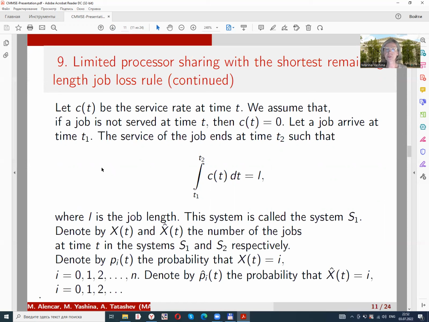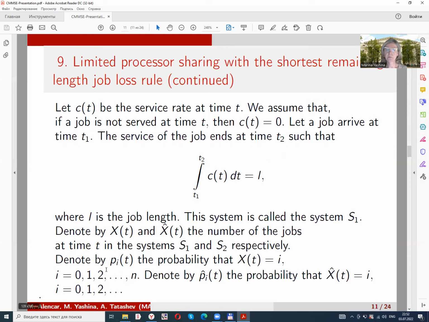Let C(t) be the service rate at time t. We assume that if no job is served at time t, then C(t) is equal to 0. Let a job arrive at time t1. Then the service of the job ends when this integral is equal to L, where L is the job length. We consider two processes, x(t) and x-hat(t).